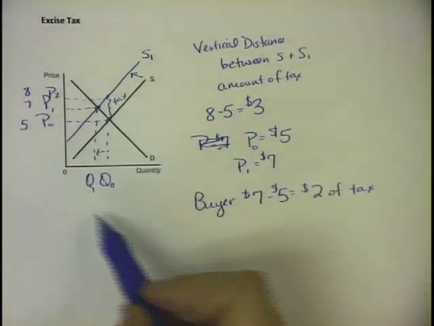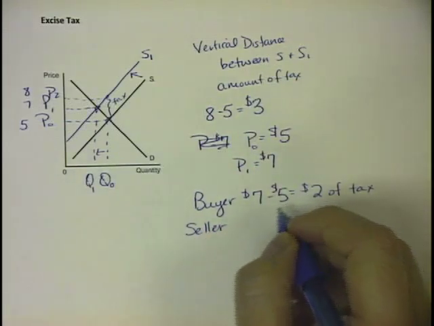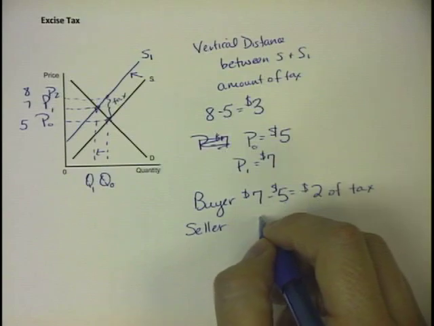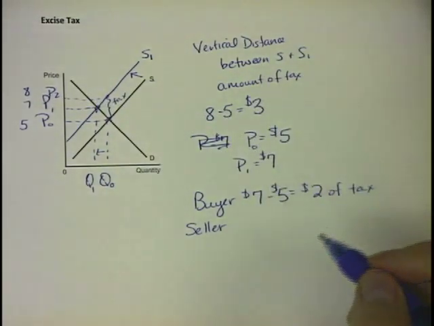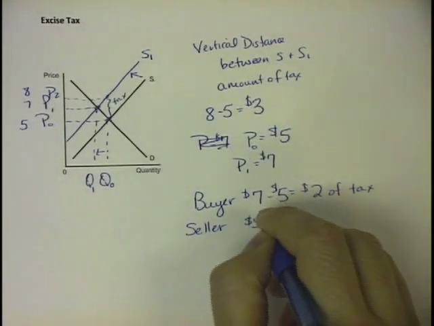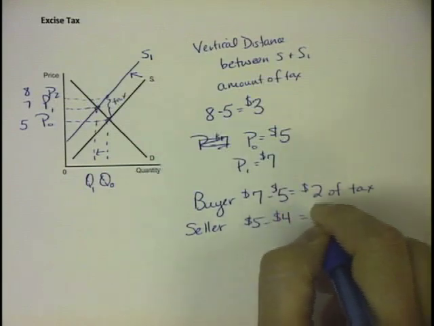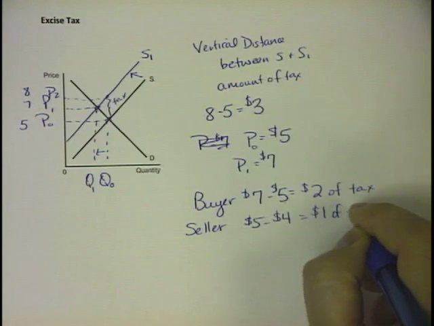So now that leaves the remainder. The seller, he used to get $5. Okay, now he's receiving $7, but he has to submit $3 to the government. So he keeps $4 of those dollars. So he used to get $5. Now he only gets to keep $4. So he's only paying $1 of the tax.